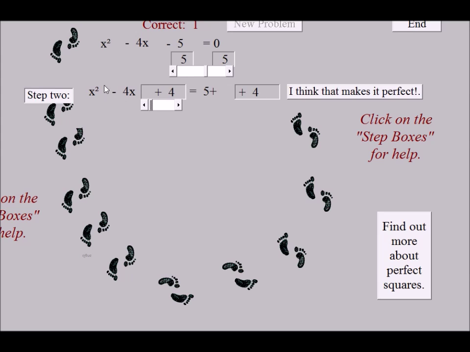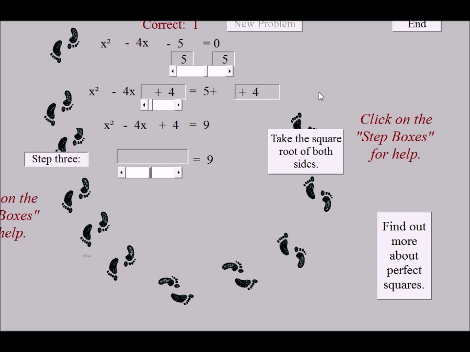It does, because see, this is going to factor into x minus 2 times x minus 2, and this is going to be a 9 over here. The x minus 4 factors down into x minus 2 squared. I hope you see that. And this is 9. Take the square root of both sides.